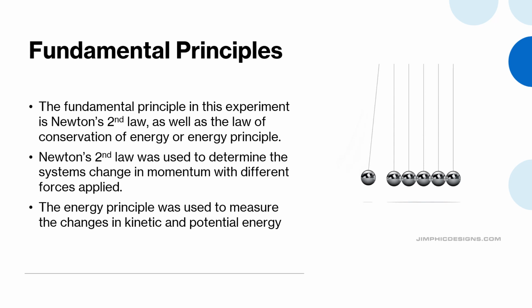The fundamental principles in this lab were Newton's second law as well as the law of conservation of energy, also known as the energy principle. Newton's second law was used to determine the system's change in momentum with different forces applied, which we could then use as a position update formula to pinpoint where the mass would be in the spring mass system. Lastly, the energy principle was used to measure the changes in the kinetic and potential energy as it ebbs and flows throughout its oscillation.